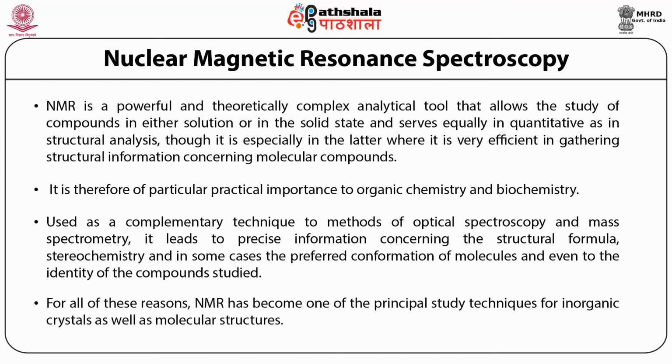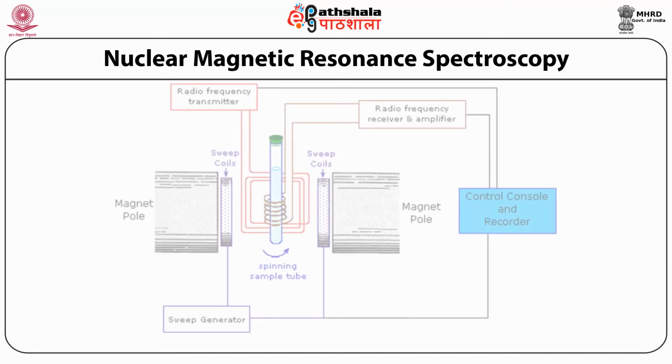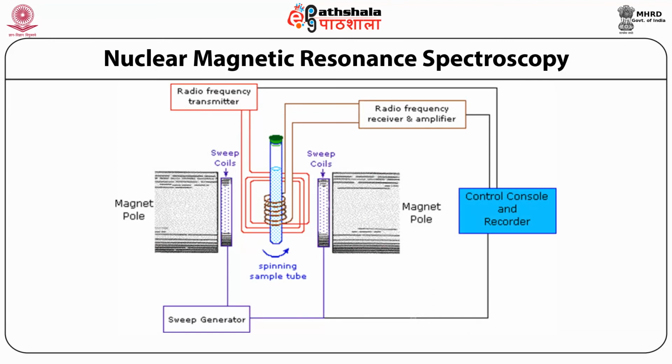For all of these reasons, NMR has become one of the principal study techniques for inorganic crystals as well as molecular structures. This is the schematic representation of the NMR instrument. Here there is a sample tube where high frequency radio waves are passed through the sample cell, and the heavy sweep coils are placed on both sides of the sample tube, which are used to maintain a high magnetic field.